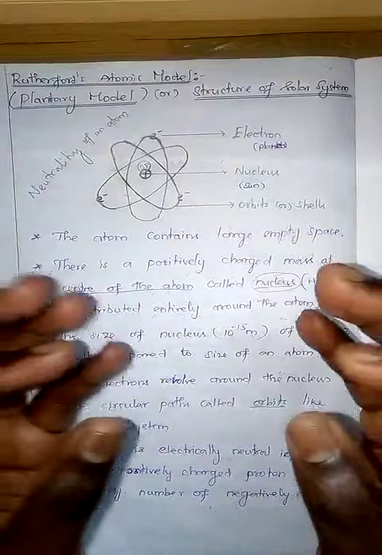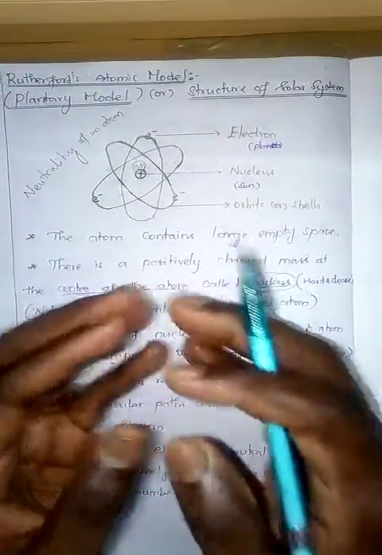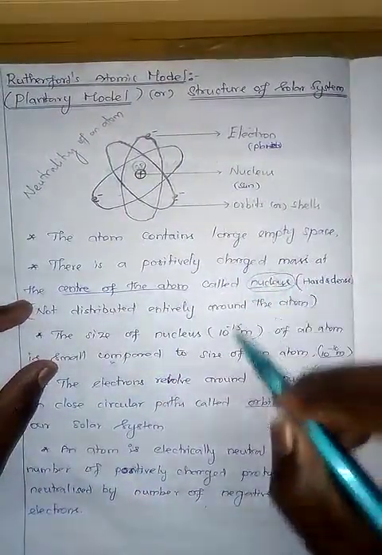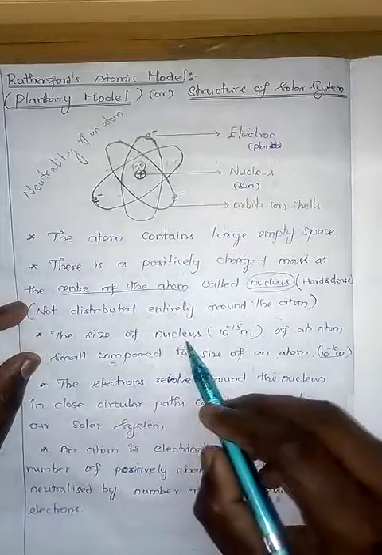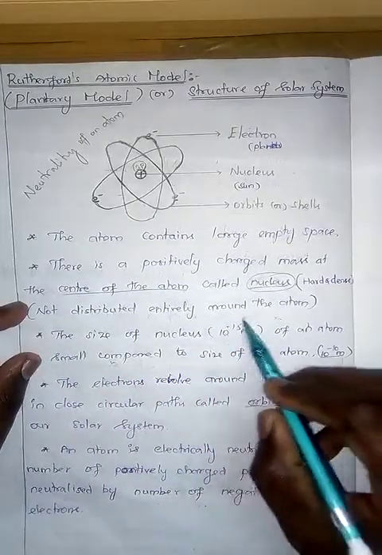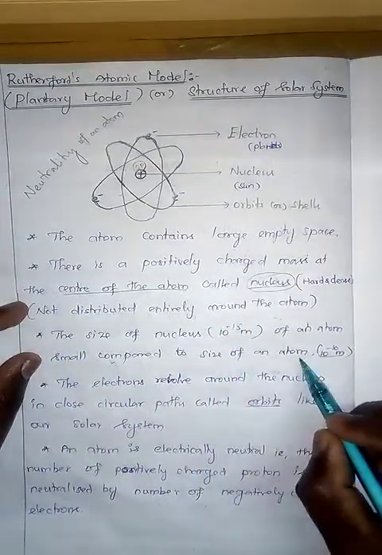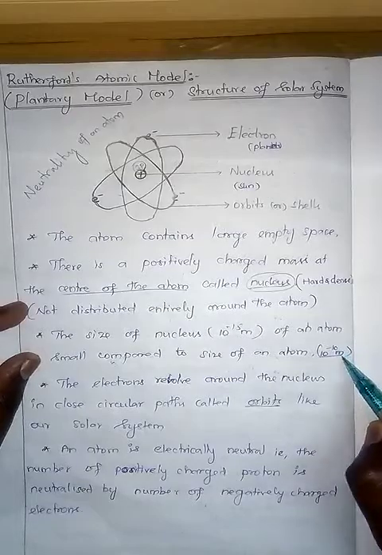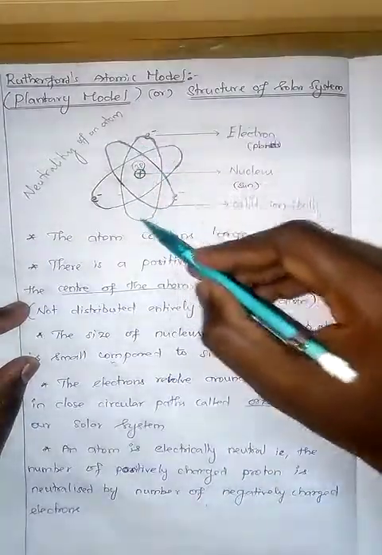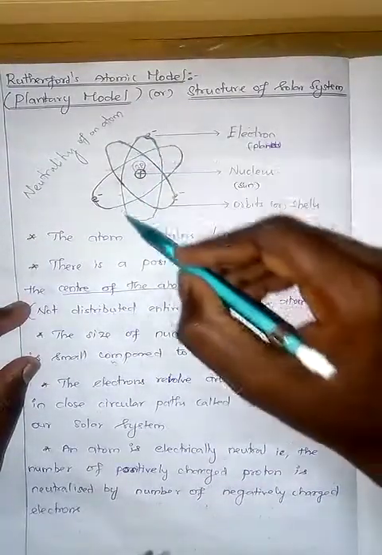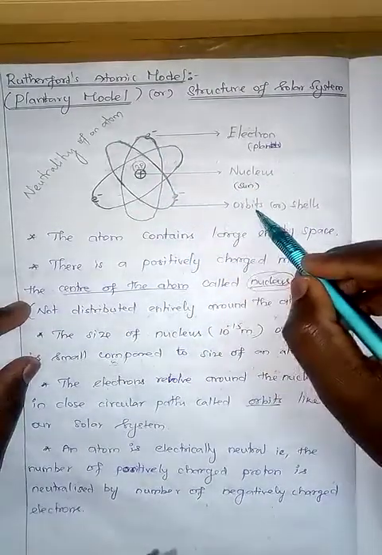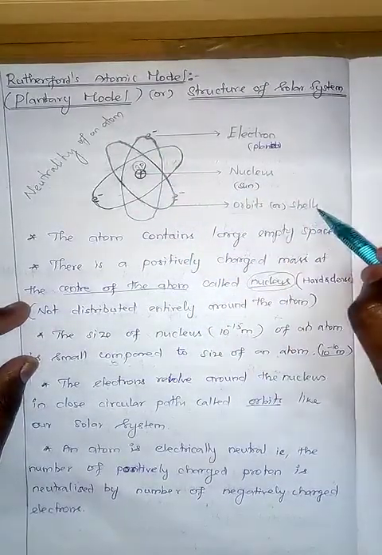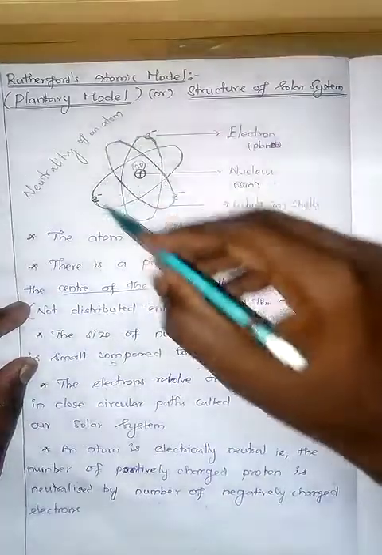The positive charge is there at the center of the atom. It is called the nucleus. The size of a nucleus is very small, 10 to the power of minus 15 meter, when compared to the size of the atom, which is 10 to the power of minus 10 meter. Electrons are revolving in particular closed circular paths, which he called orbits or shells. An atom is electrically neutral.